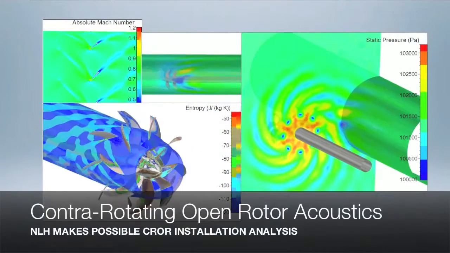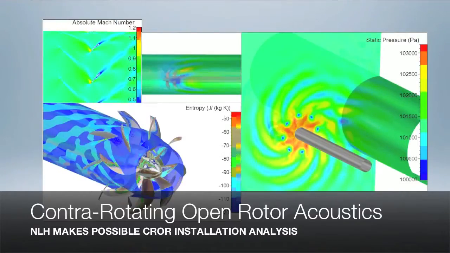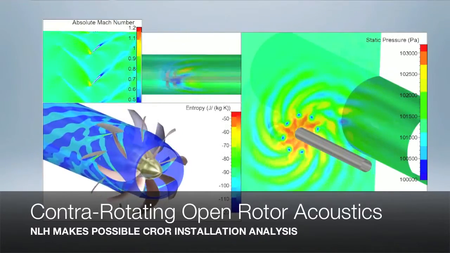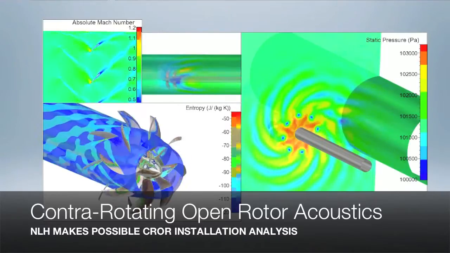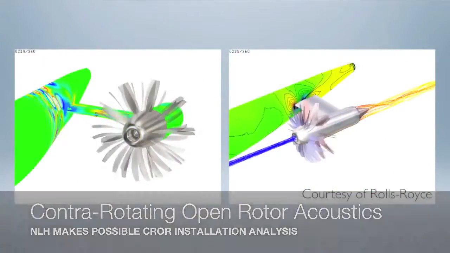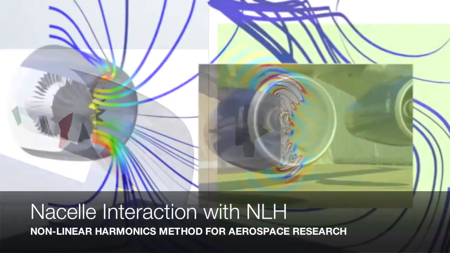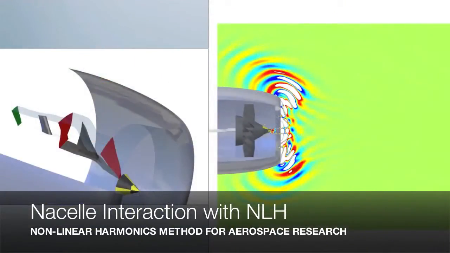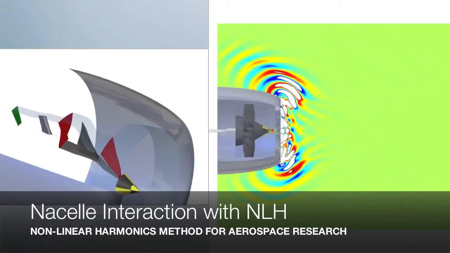So the next slides show the application of NLH to open rotor. So this is an application where the gap between NLH and the standard unsteady analysis is very large because of the very small time scales that are needed in a standard analysis. So NLH can also be used to model the interaction between a fan and a nacelle and the ground and get the unsteady pressure signal.